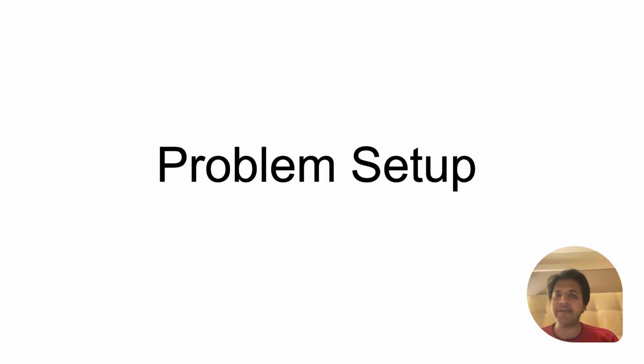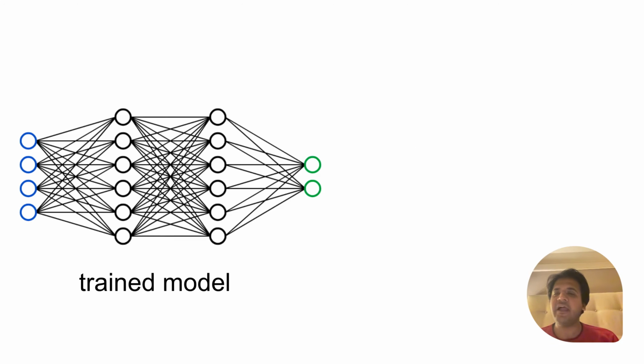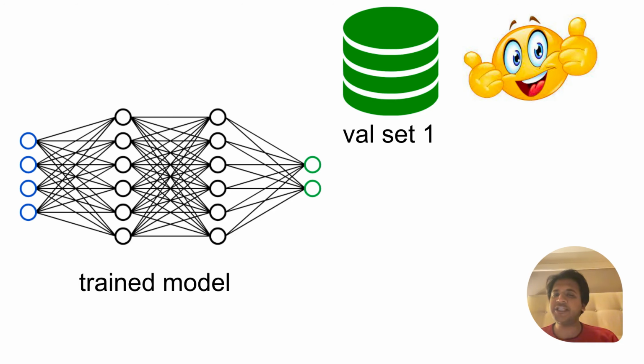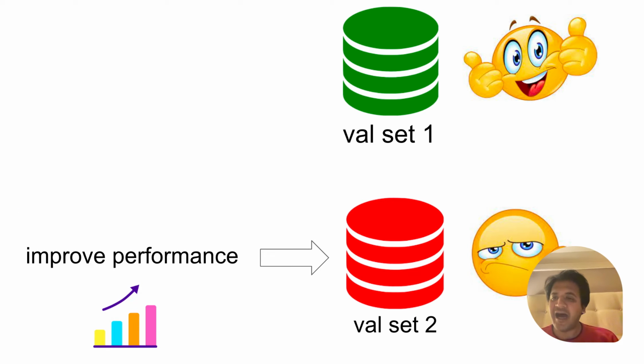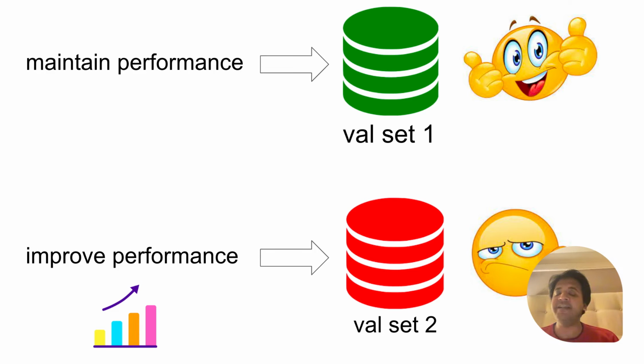Consider the following problem setup. We have a trained neural network which achieves high performance on some validation set, but poor performance on another validation set. Our goal is to improve model performance on the second validation set while maintaining performance on the first validation set.